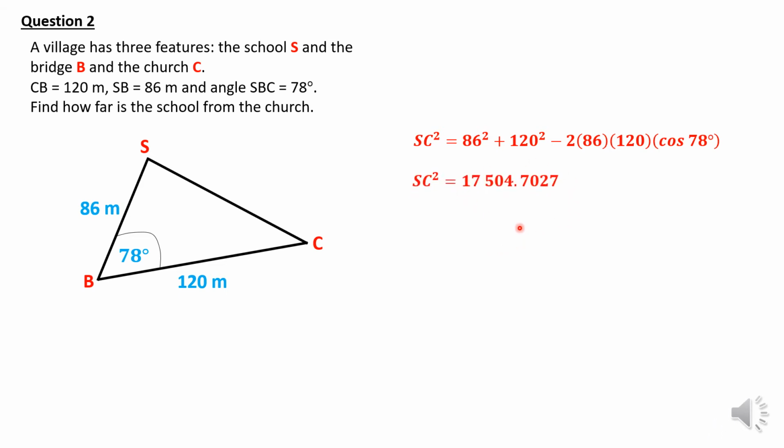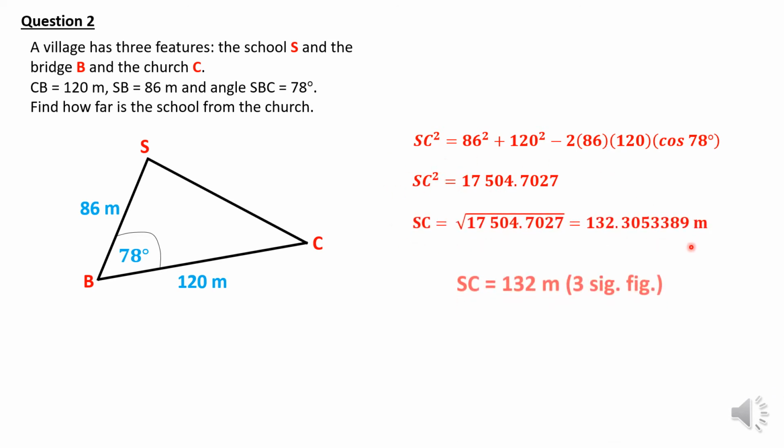Obviously, you clean that up, you arrive at 17,504 and so on. Now, what you need to do is get rid of that square by taking the square root of that answer. And then if you give that answer to three significant figures, you get 132 meters. So when you don't have the diagram, it becomes a little bit challenging to do this particular question.